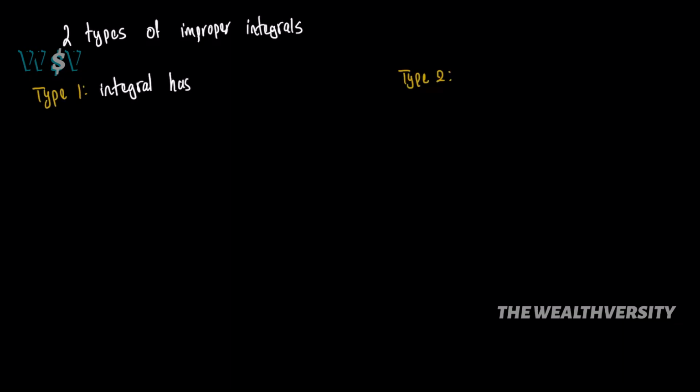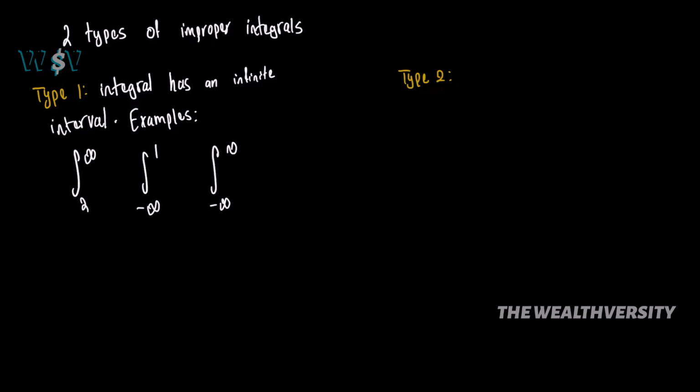Today we will be talking about improper integrals. First, let's talk about the two types of improper integrals. Type 1 is an integral that has an infinite interval. This means it has negative infinity, positive infinity, or both as a part of the interval within the integral.